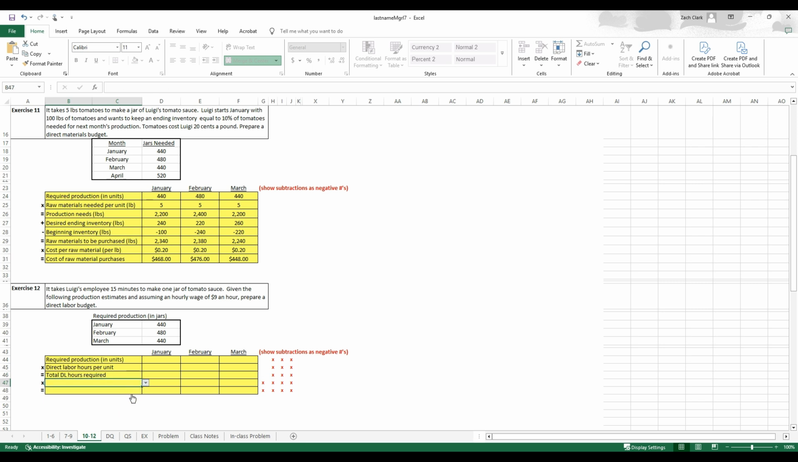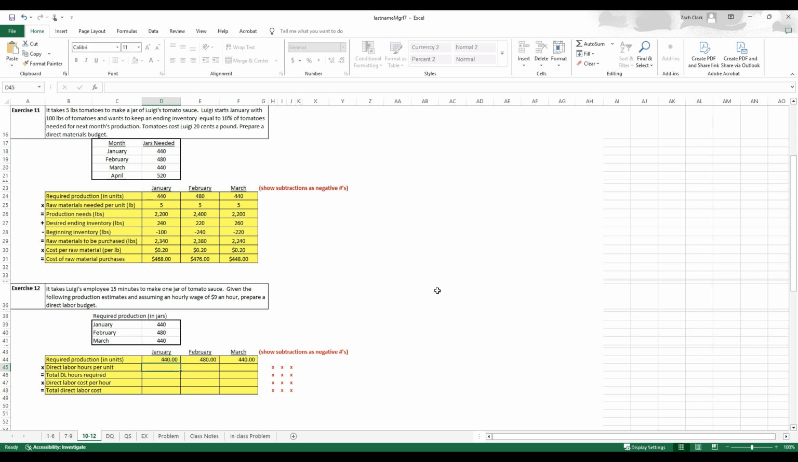And then we just need to multiply that by the direct labor costs, or that's going to be our total direct labor cost is our final destination there, but our cost per hour is what we're going to multiply that through. So this one I think will be a little easier than the one above because there's no carryover between months or anything like that. We're just taking each month's production, multiplying by.